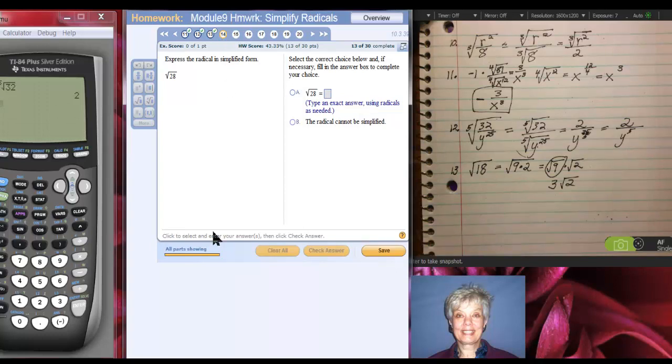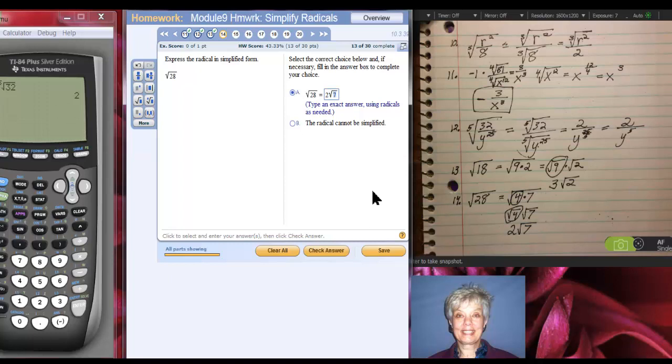14. Again, I know my times tables. 14 is the square root of 28, but I know that 28 equals 4 times 7, and I know that 4 is a perfect square. The square root of 4 is 2. So I'll have the square root of 4 times the square root of 7. The square root of 4 is 2, so I'll have 2 times the square root of 7. Okay. Now, 2 times the square root of 7, so I'll have 2, square root, 7. Check answer. Very good.